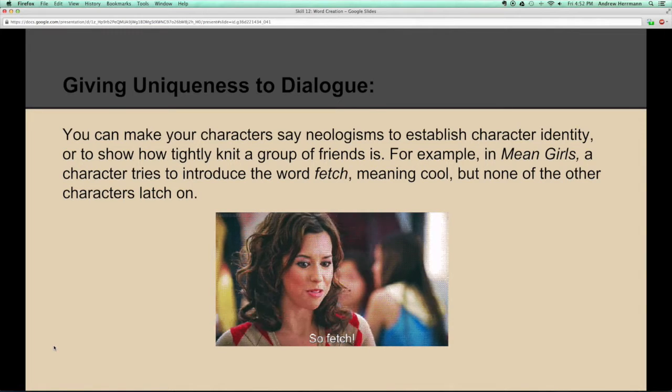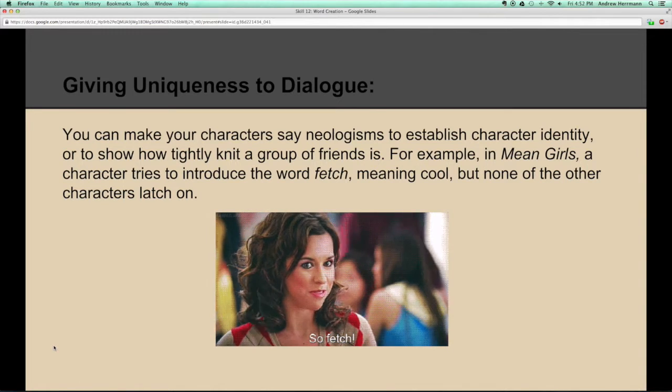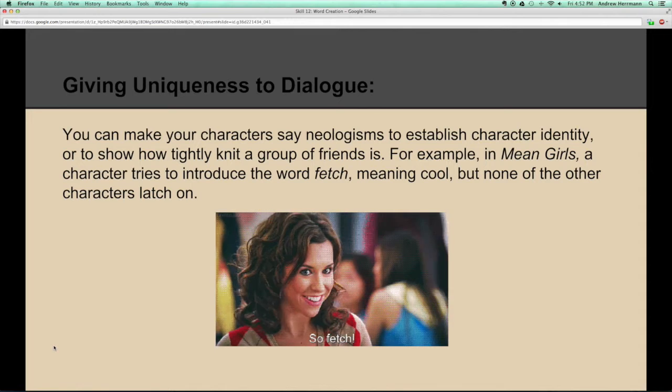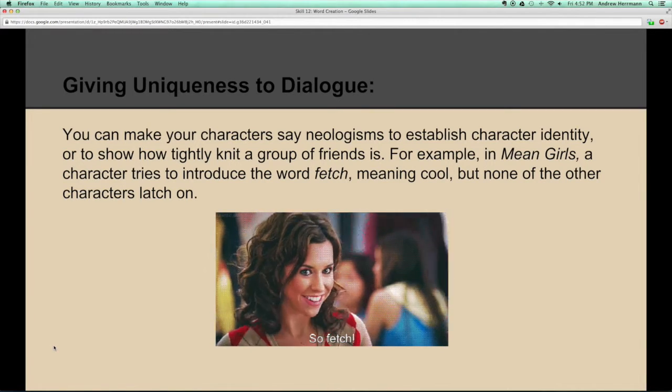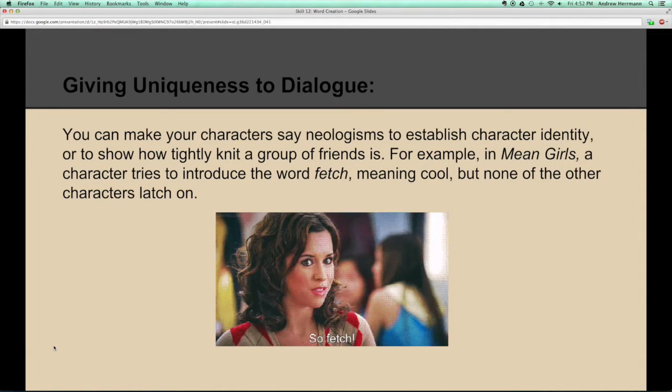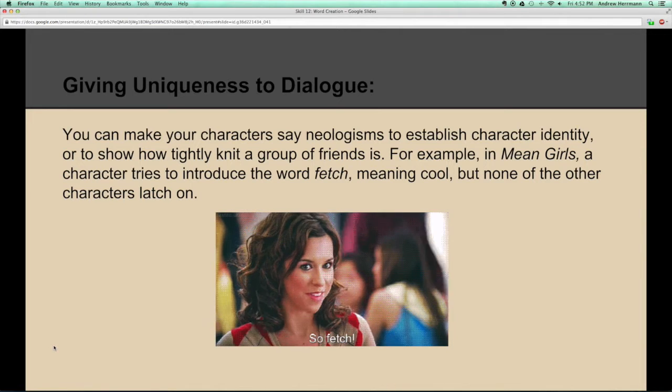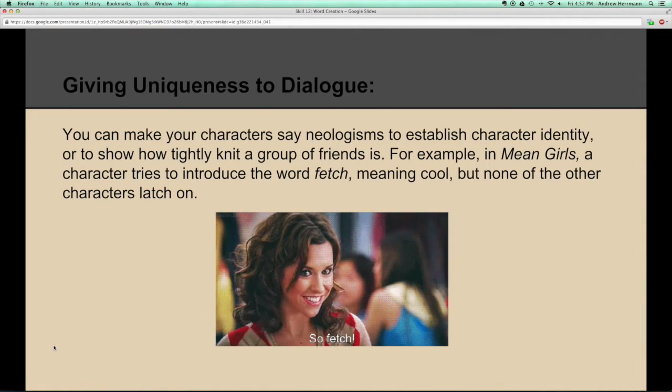This can show your bond as a group, but it can also show things like in this Mean Girls clip, when one of the characters, I believe it's Gretchen Wieners, tries to introduce the word fetch, meaning cool. But none of the other characters really latch on to this, and she's sort of made fun of for using the word fetch. Just one example, but it nicely establishes the character dynamics in the movie Mean Girls.